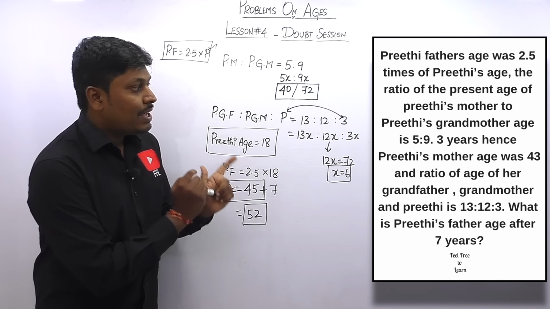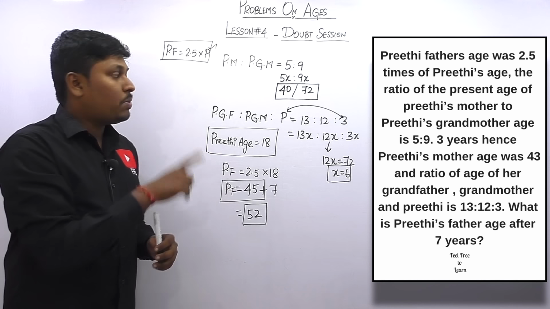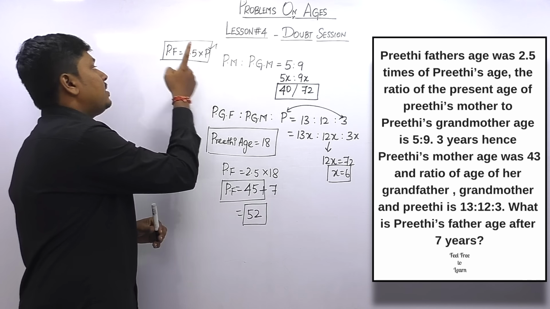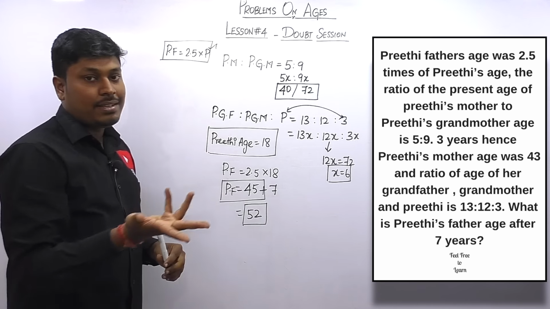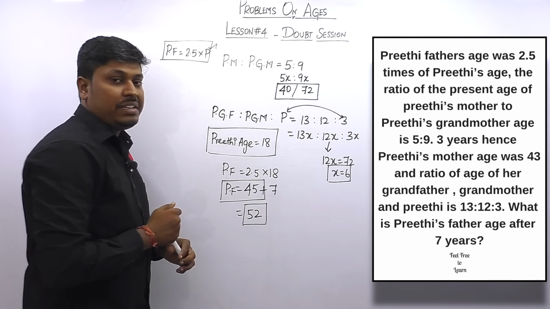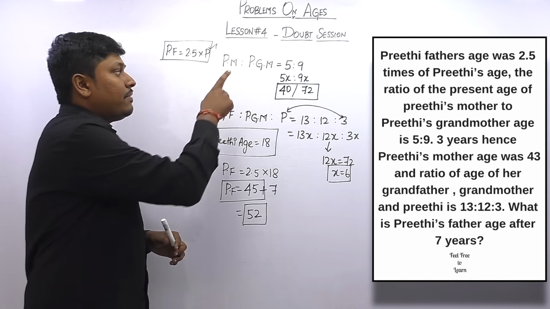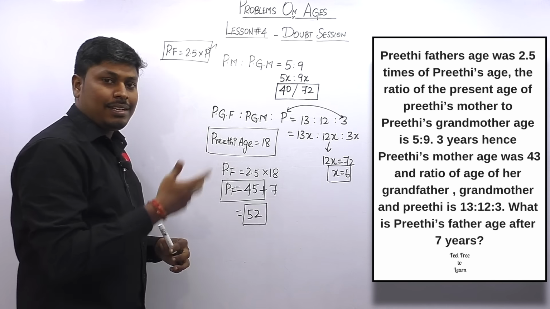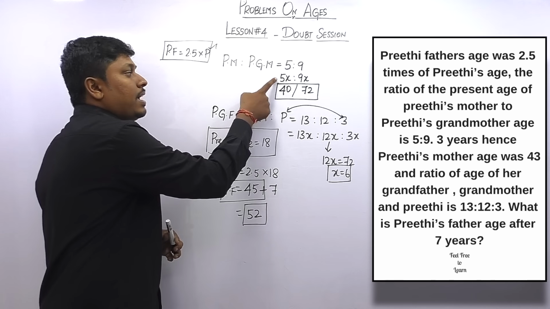So first, what they have given: our target is to find Preeti's father's age, and the first point they have given is that Preeti's father's age is 2 times the age of Preeti. So only if you find Preeti's age can we find Preeti's father's age, no other way. In the second point, Preeti's mother to Preeti's grandmother's age are in a ratio 5:9, and after 3 years Preeti's mother's age is 43, so definitely before 3 years her age will be 40.